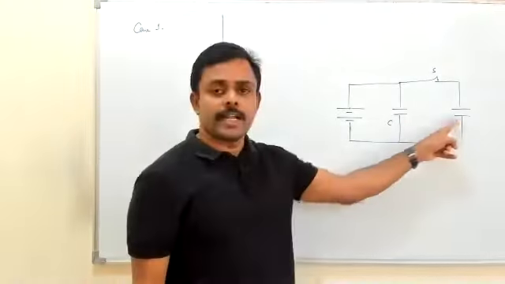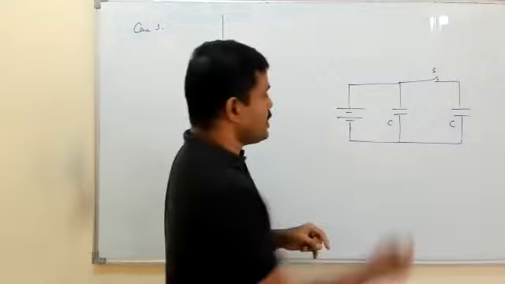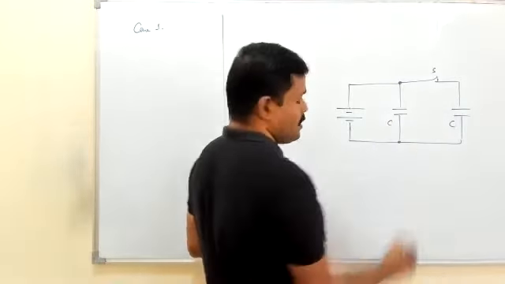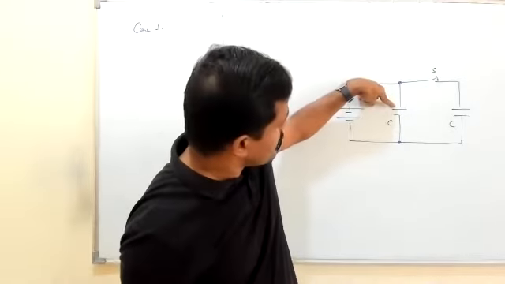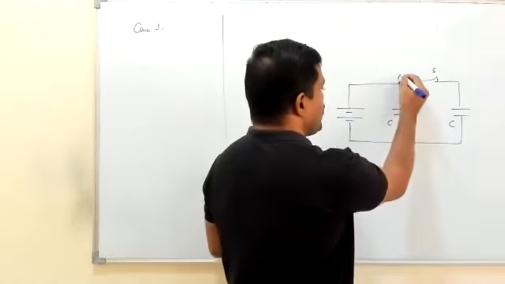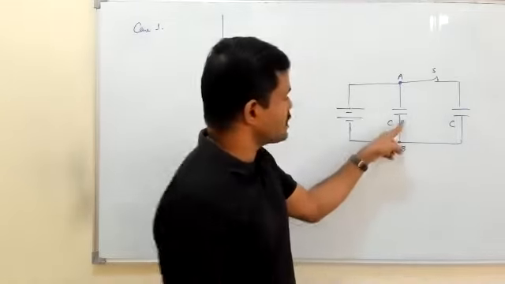These capacitors are in parallel. Would you agree? Look at that. Because this point and this point. Take these points. Where is the top plate connected? Top plate of this capacitor is connected to the point A, and bottom plate is connected to B.